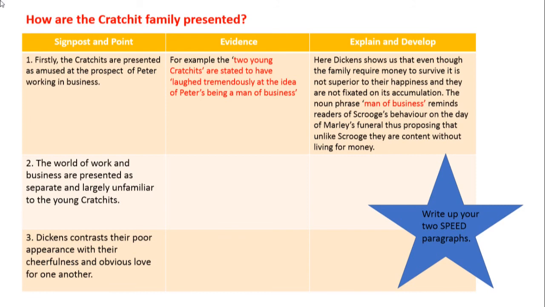Okay, so I have given you two other points that I've already done. They're already there about the Cratchit family, so all you need to do, it wouldn't take you long actually, is pop a quote in the middle for each of those points and just a couple of sentences telling me what it suggests about the Cratchits. Now historically I would get you to then write up two of those speed paragraphs. That again is your choice if you like to do that.